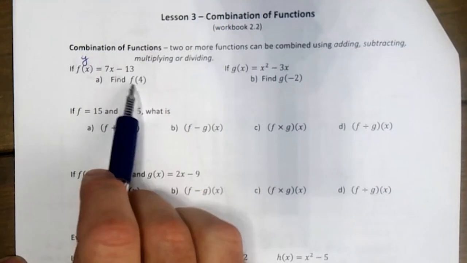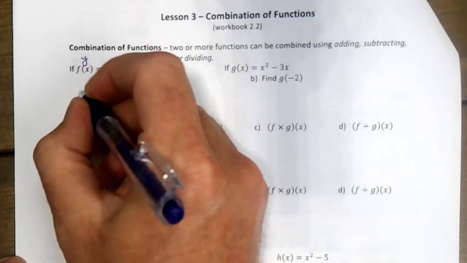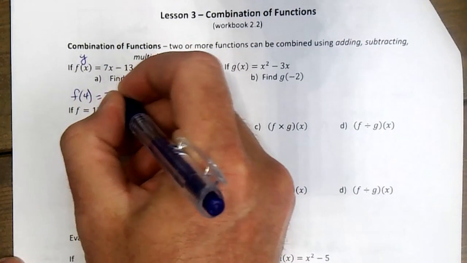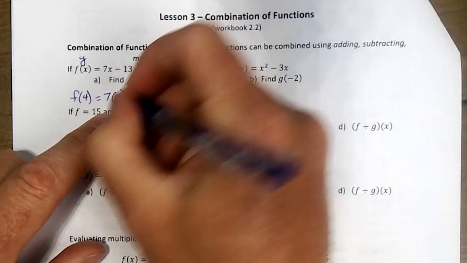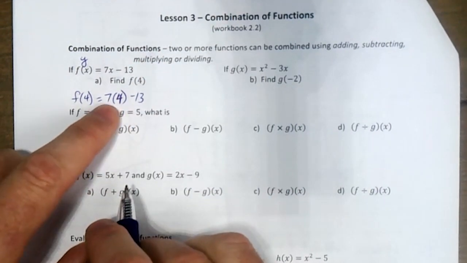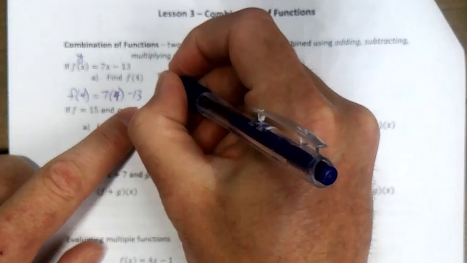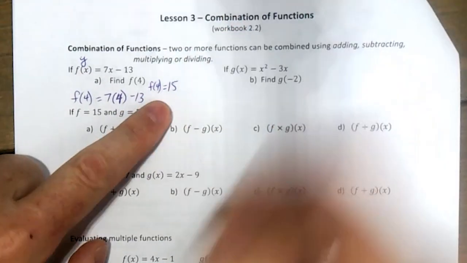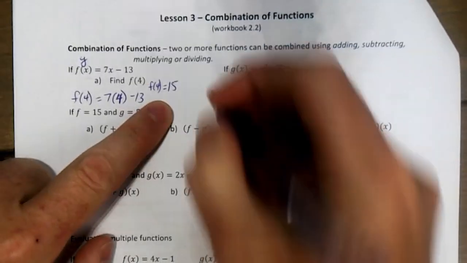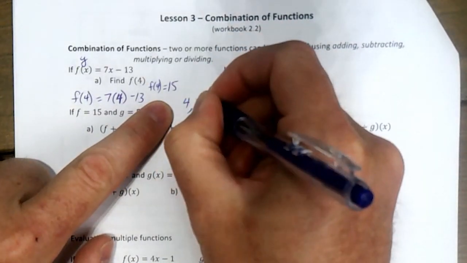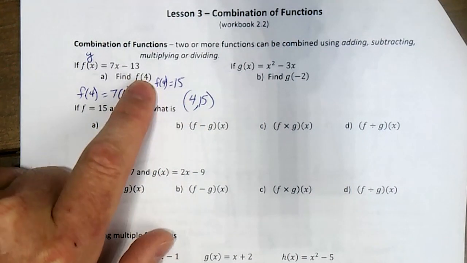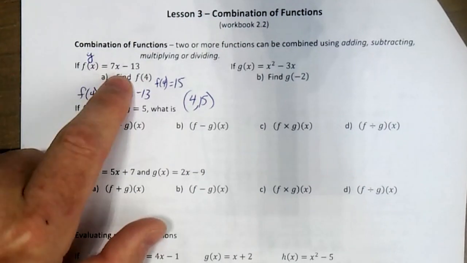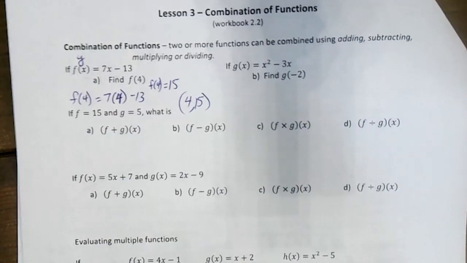In this question they say find f of 4, so I'm going to rewrite it, f of 4, and replace all the x's with the 4. So multiply, 7 times 4 is 28, minus 13, f of 4 is 15. And you can even write it as an ordered pair: 4 is the x, 15 is the y. So whatever they give us inside the brackets, we replace it and just calculate the answer.